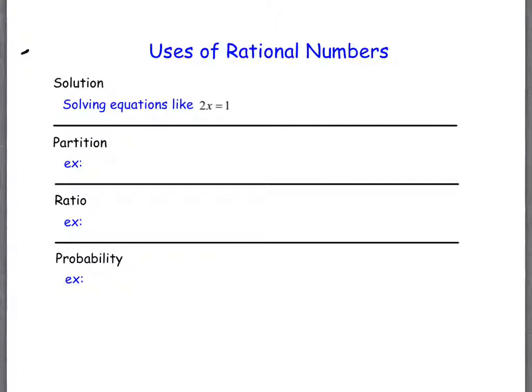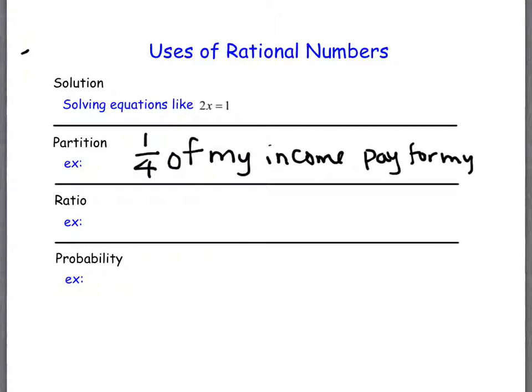Another possibility is a partition use. So a partition is something like this, where we talk about 1/4 of my income pays for my car. Okay, it's a portion of something else. 1/4 of it. Of course, that 1/4 is a decimal, and it's a percentage, and it's a fraction, and it has all those meanings, but that's understood to be a partition or a portion of something else.